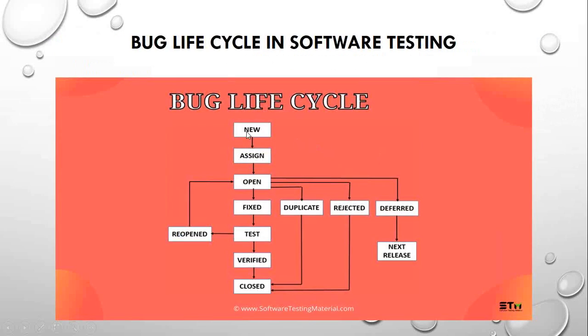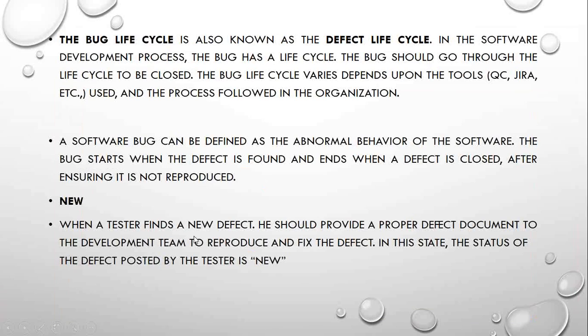So first thing is, when the test engineer finds the bug in the software, he will put the status as new in the beginning. If it is a valid bug, then what will happen? When the tester finds a new defect, he provides a proper defect document to the development team to reproduce and fix the defect. In this state, the status of the defect is posted as new. So what will happen in Jira?